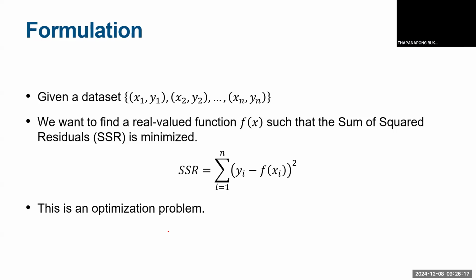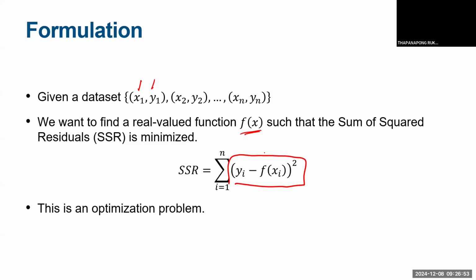So let's start with some formulation. We have our data set, (x1, y1), and so on. For our example, we have x1 and then sensitivity y1. And we want to find a real function f(x) such that the distance from the point and the line would be small. This is actually a Euclidean distance.